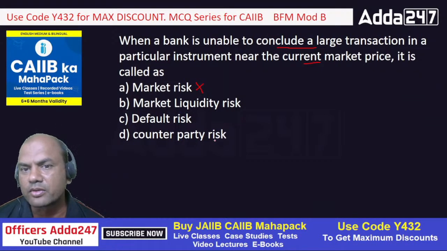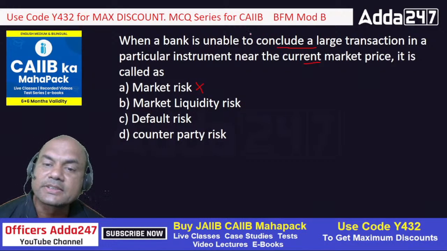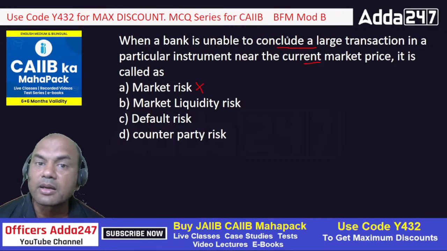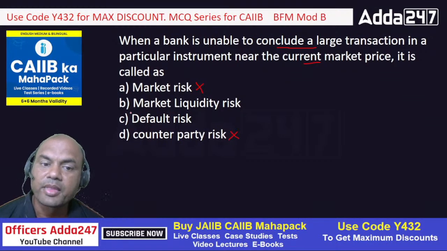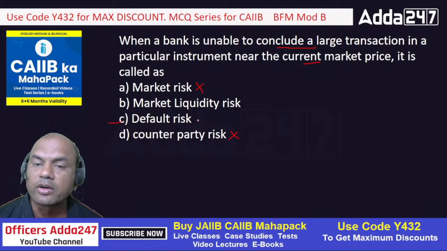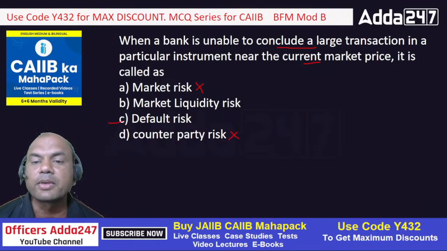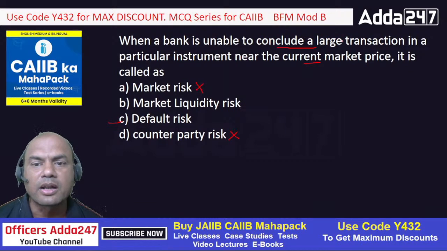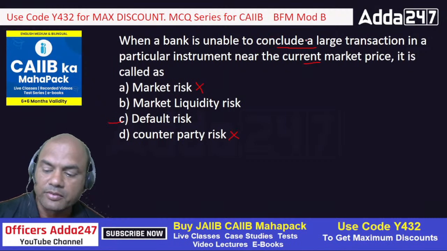Counterparty is not the answer over here. Why? Because your bank itself is defaulting. Your other company is not defaulting. Bank's customer is not defaulting. So that is also out. So now the question is only between B and C. Type the answer fast. B or C? Everyone. Is it B or is it C? Yeah, it is correct. C, default. This is a default on the part of the bank, isn't it? Bank is not able to conclude the transaction, means it does not have that much money. So it's a default on the part of the bank, isn't it?